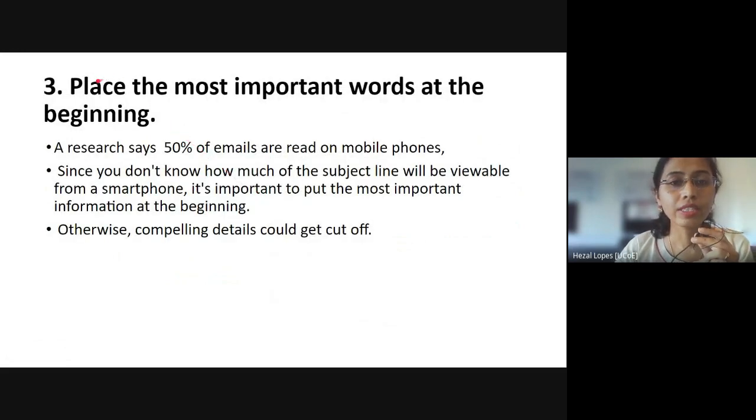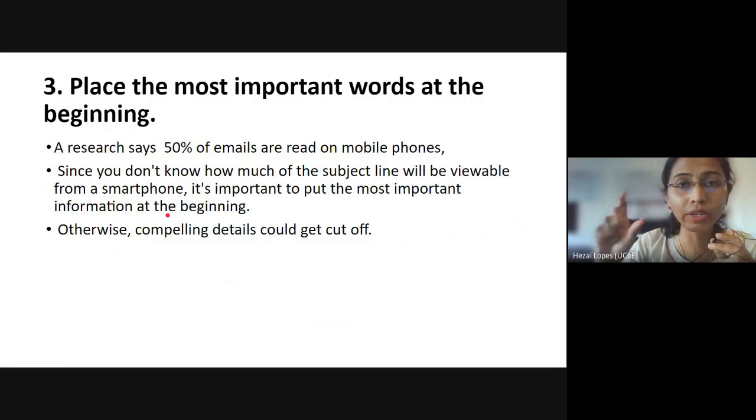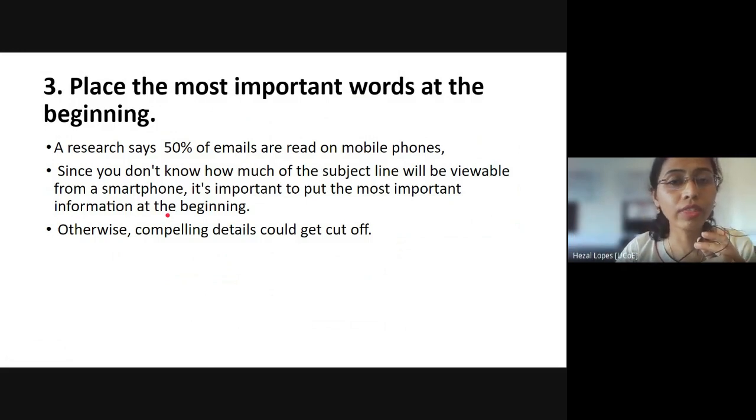Third point is place the most important words at the beginning. Research says 50% of emails are read on mobile phones, as I just said. Since you don't know how much of the subject line will be viewable from a smartphone, it's important to put the most important information at the beginning. Make sure that your important words are kept at the beginning only. Otherwise, compelling details will get cut off.